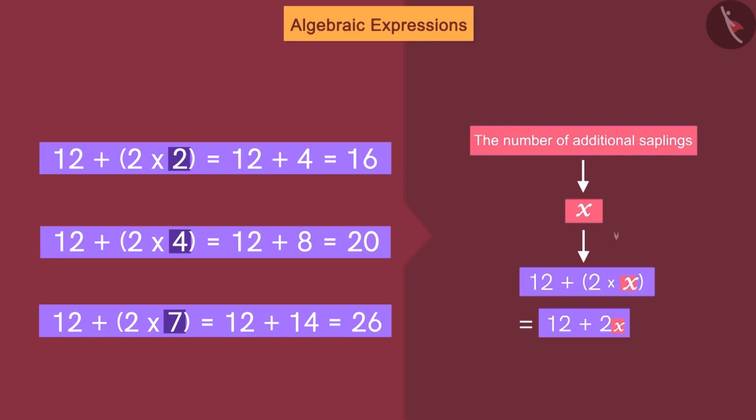We know that here x is called a variable. 12 plus 2x is called an expression or an algebraic expression. Expressions are formed by variables and constants. So, we can say that this expression is formed by x multiplied by 2 and the constant is 12.